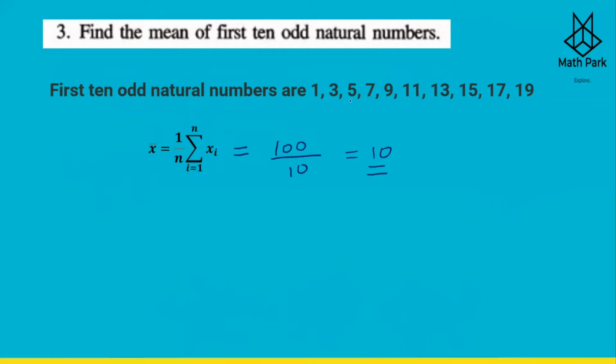Got it? So suppose there were 4 odd numbers, then the sum would have been 16. You can check: 1 plus 3, 4, 4 plus 5, 9, 9 plus 7, 16. So go and look for this video. I'll be putting the link for that in the comment section of this video. So this is how the mean of first 10 odd natural numbers is 10.